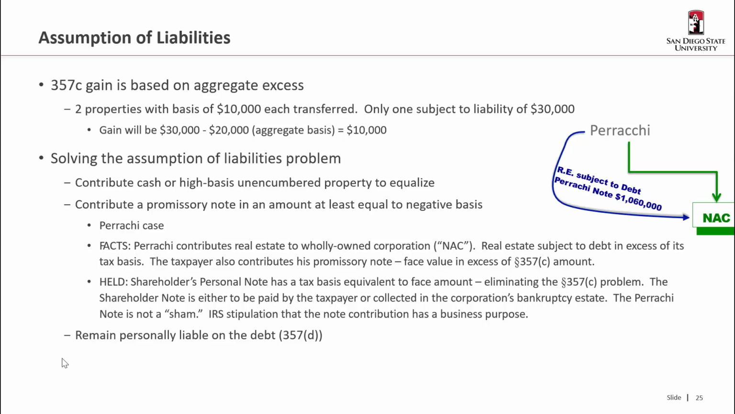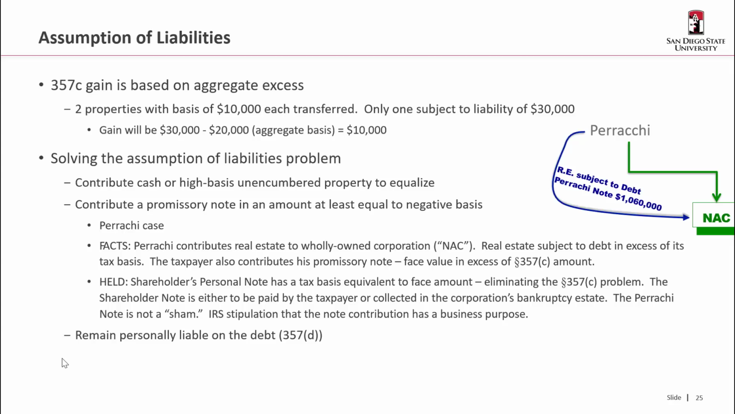So there is a method out there that is presumed to solve this assumption of liabilities problem. So one way you could do it is just contribute cash, right? So put enough cash into the exchange so that you bump the basis up, because cash is always at basis, so that the liability is no longer in excess of the basis. That would be one way.